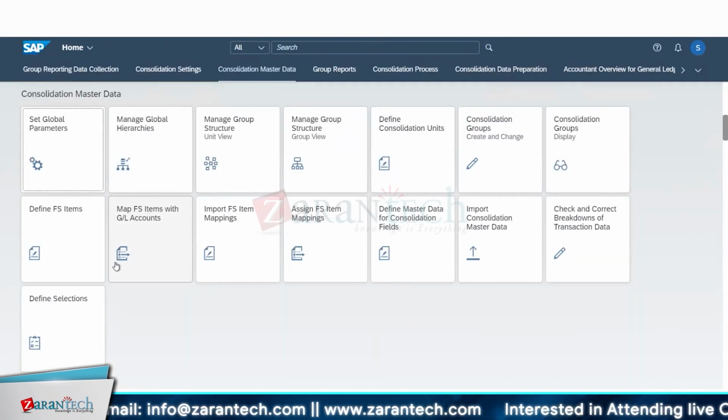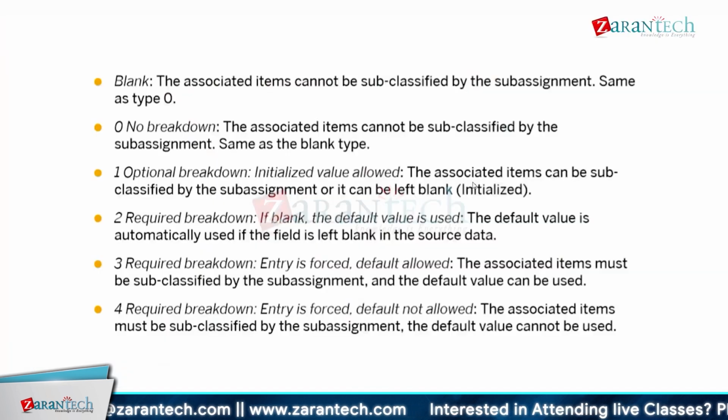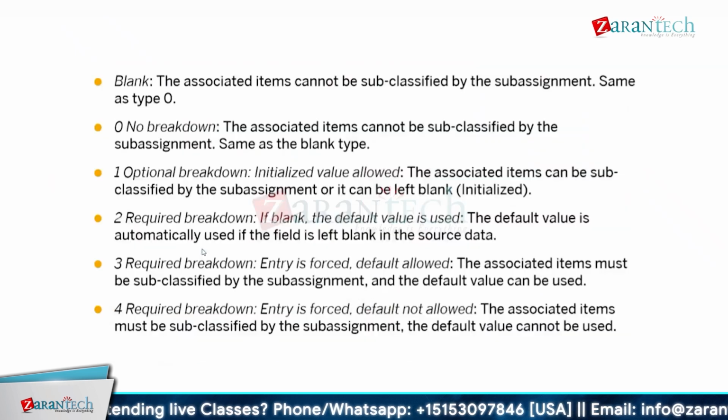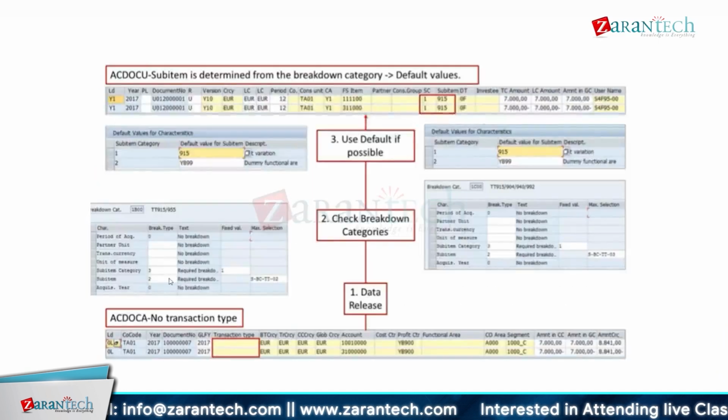You understood, right? So if I come back here to my presentation, here you can see the configuration. Blank means no breakdown. No breakdown means that the value will not be broken down. In the sub-item category, here you can see the breakdown: 1, 2, 3, everything. 1 is optional breakdown, 2 is required breakdown, 3 is required breakdown, entry is forced, default allowed. 4 is required breakdown, entry is forced, default not allowed. That means here the default will not be taken, it will only take whatever data is there. For now, we have used only 2 and 3. We have not used the others.